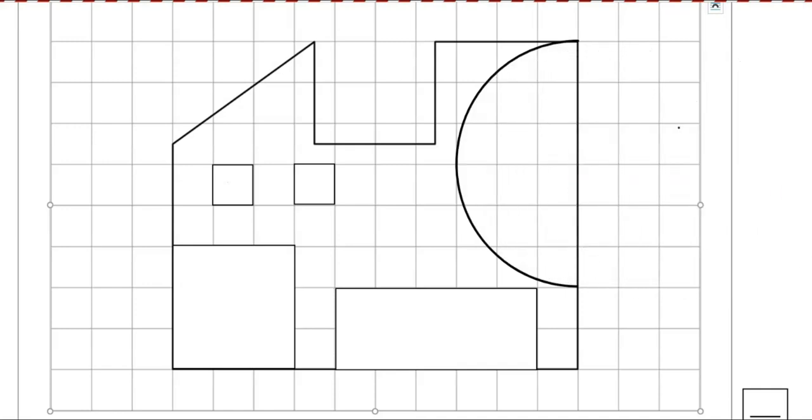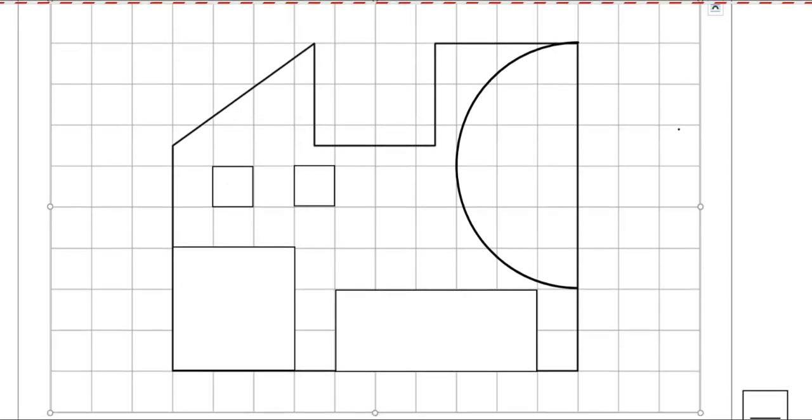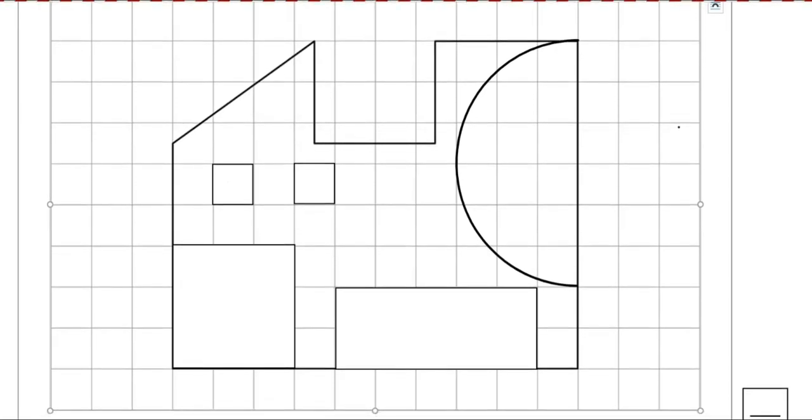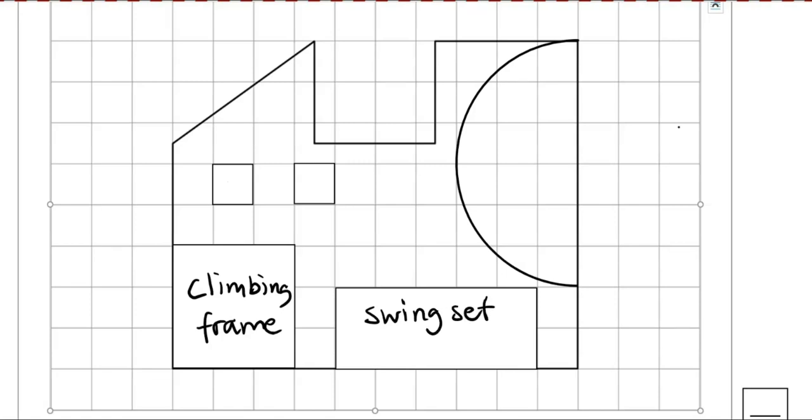Now all we have to do is label them. So climbing frame, swing set, sandpit, rockers. No information was given to us about the distance between the different items, so we could have kept any distance.